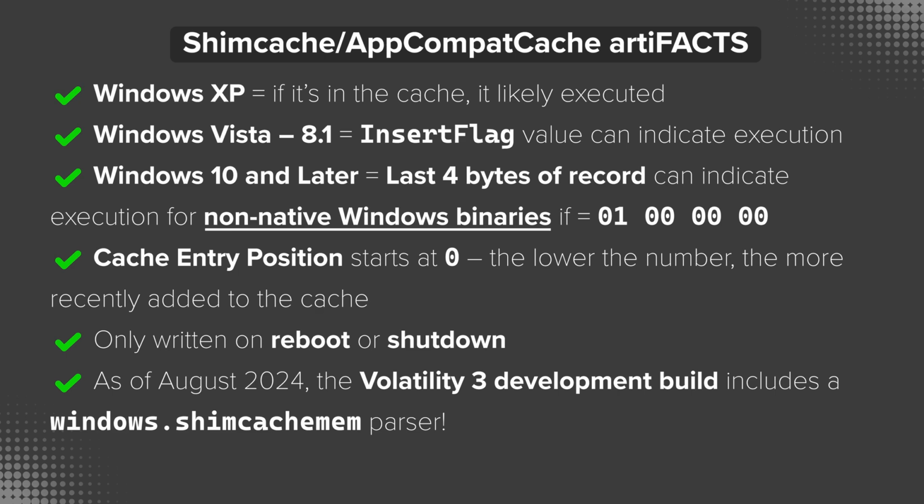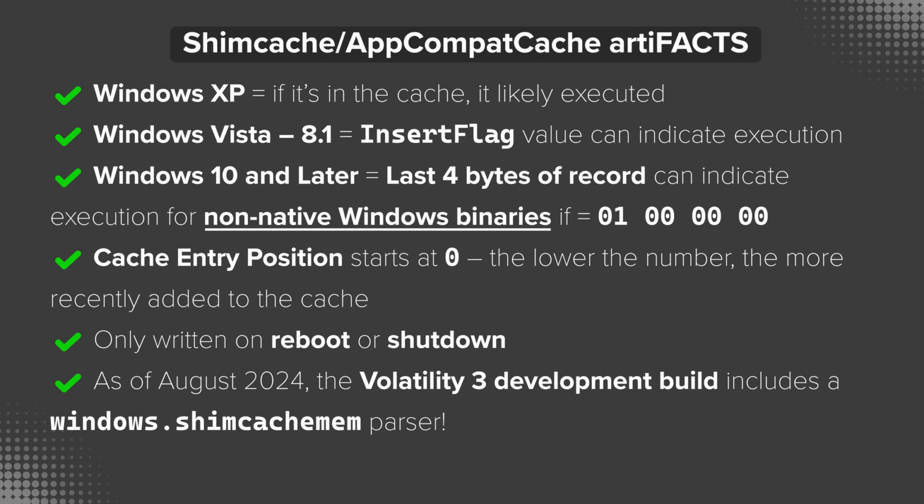So very interesting. The other thing, just to finish up the discussion here, is that cache entry position is another very important thing associated with Shimcache. Cache entry position starts at numerical value 0, which reflects the most recently shimmed thing. That's generally going to be at the top of your list in the Shimcache output. And as the numbers increase, that's further down the list, which means less recently shimmed. Of course, the big other caveat is that Shimcache is only written on reboot or shutdown. So keep that in mind.